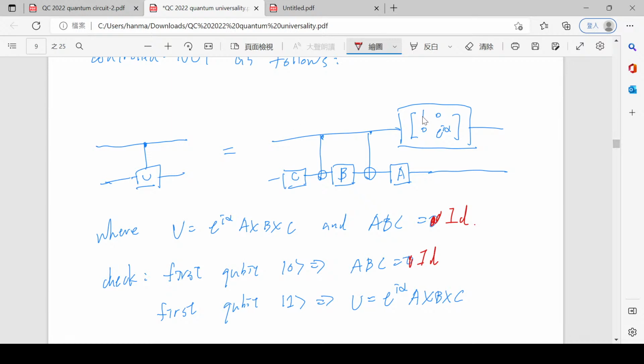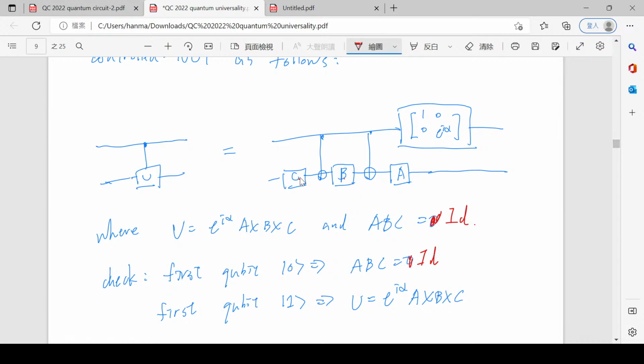And obviously you hit here with a 0, so nothing really happened. Just like if the first qubit is 0, nothing should happen. But if the first qubit is 1, then you have C times X times B times X times A here. Now this looks a little weird because the order is reversed.